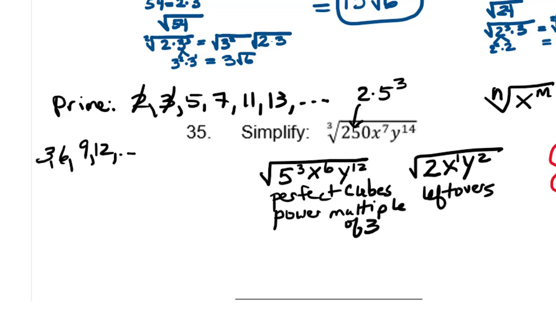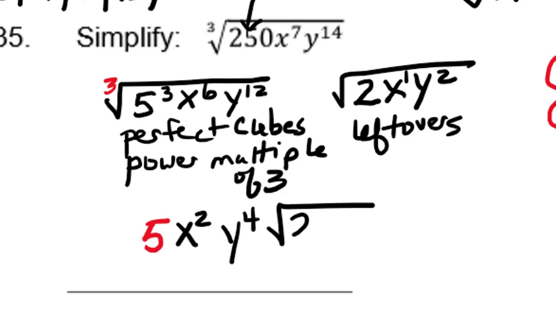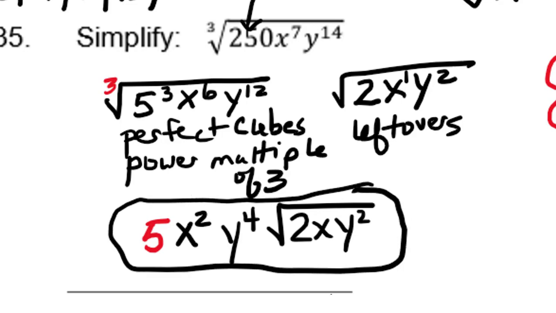Now we're going to simplify everything that's in the radical that's got all the perfect cubes. So the cubed root of 5 cubed is just 5. The cubed root of x to the 6th, you divide 6 by 3 and you get x squared. The cubed root of y to the 12th, divide 12 by 3 and you get y to the 4th. And that's going to be multiplied by all the leftovers, 2xy squared. And that's as simple as that cube root can be.